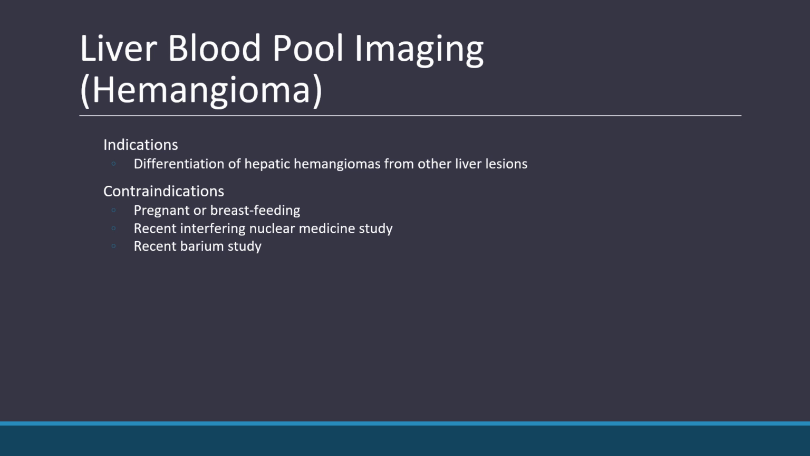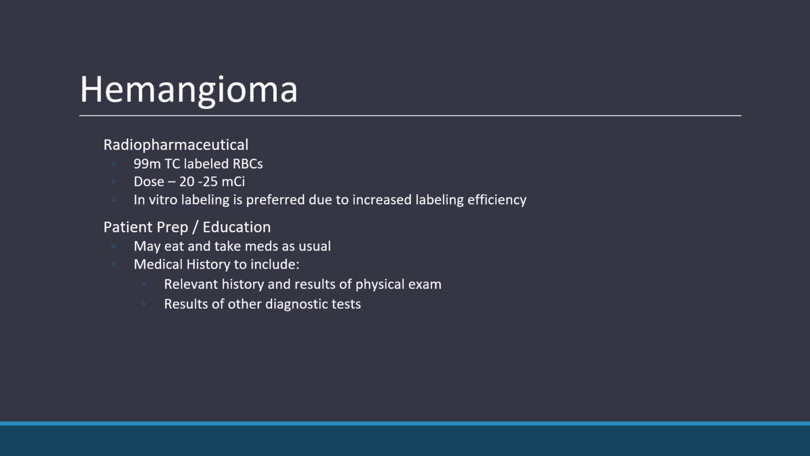And then recent barium studies, because of course that will attenuate and can cause false negatives. So the radiopharmaceutical of choice is the 99m technetium tagged red blood cells. Dose is typically anywhere from 20 to 25 millicuries, although I have seen them go up to 30. And in vitro labeling is preferred due to the increased labeling efficiency. Again, this would be the UltraTag kit. You'll have a much higher tagging efficiency.